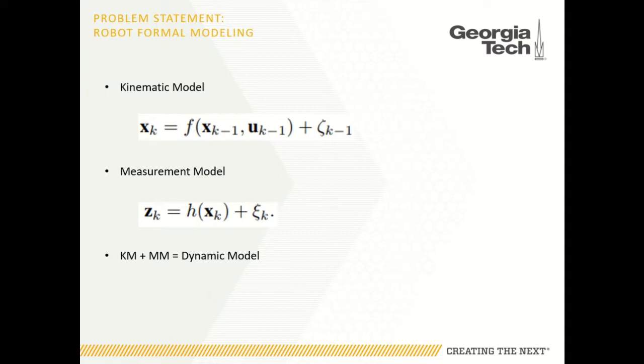Now we're going to get into robot formal modeling. The first is the kinematic model, which models robot state transitions driven by control commands. The second is the measurement model, which models the relationship between sensor readings and robot states. And a combination of these two creates the dynamic model of a general nonlinear robot.